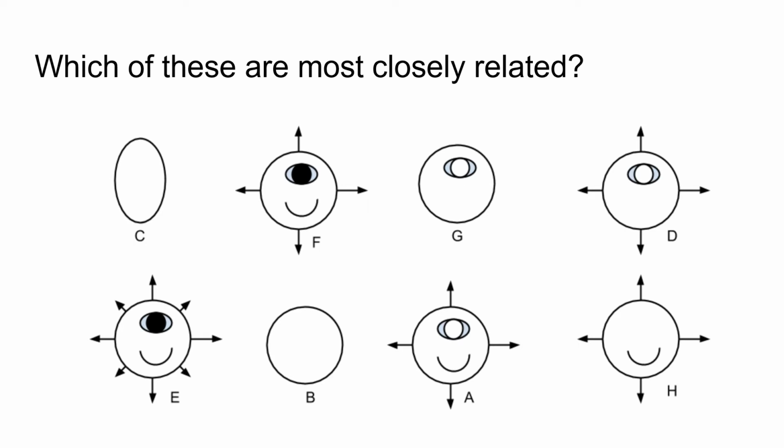So let's say, for instance, we have these 8 species right here, right? There are all sorts of different traits with them. The shapes are very similar, but there are some subtle differences between all of them. Well, how do we find out which of these are most closely related? Well, let's create a cladogram.